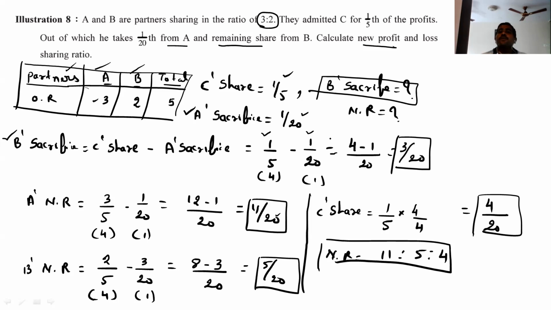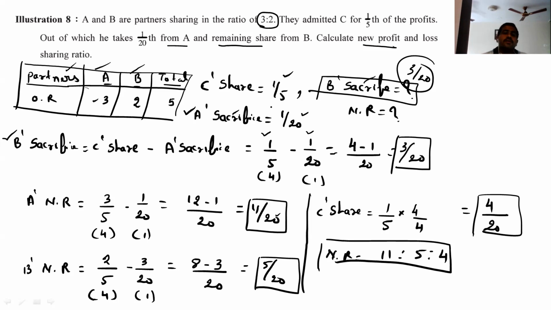How much? 1 by 20. So 4 minus 1 by 20, it comes to 3 by 20. Clear? And after getting 3 by 20, that means we get the 3 by 20. Now we have the sacrifice and we have the old. So old minus sacrifice, we get what?